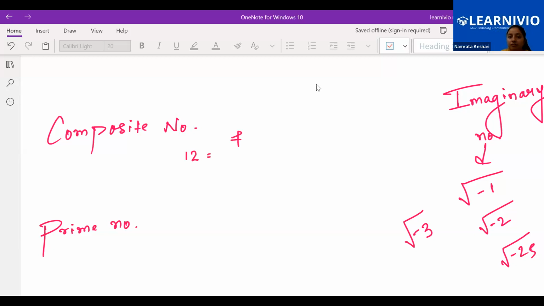If we want to write the factors of 12, factors of 12 can be 1 and the number itself. These two we always include whenever we are writing the list of factors of any number. But apart from that, we check if there is any other number which is a factor of this 12. So can you let me know, anyone from here, what are the factors of 12 apart from 1 and 12?